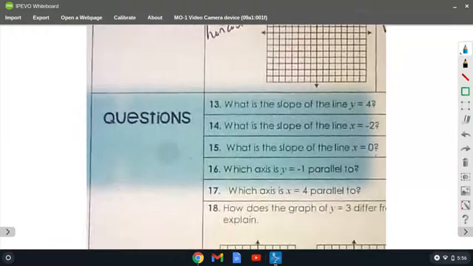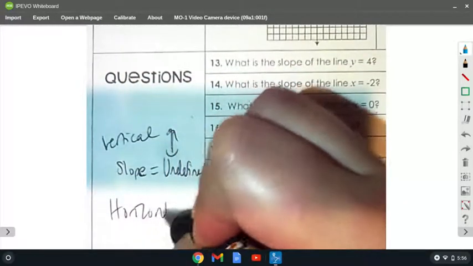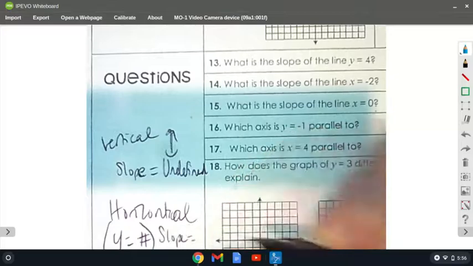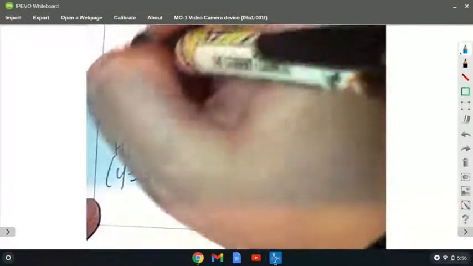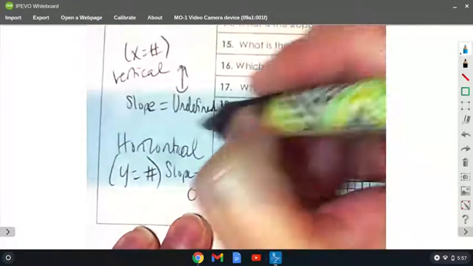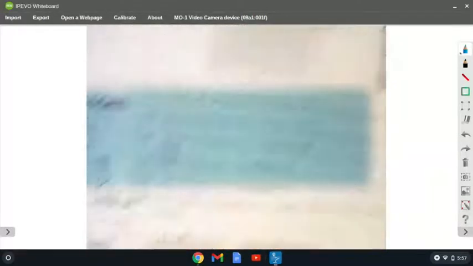so the other thing we need to talk about is when we have a vertical line like this, our slope, like we've talked about before, is undefined. If we have a horizontal line, which would be a y equals a number, then our slope equals 0. Okay, so this would be when x equals a number, or x equals a, we have an undefined slope. When it's horizontal, y equals a number, we have a slope of 0.